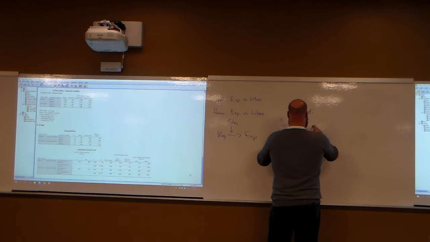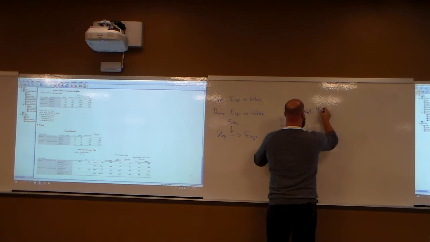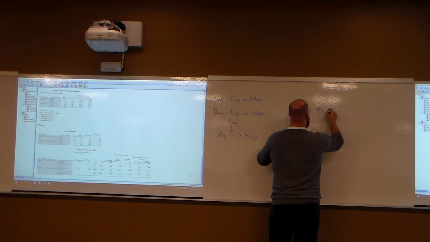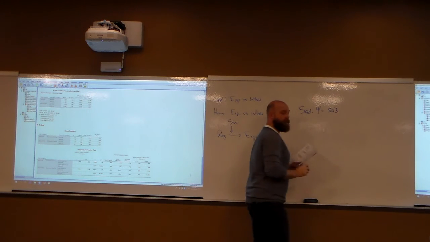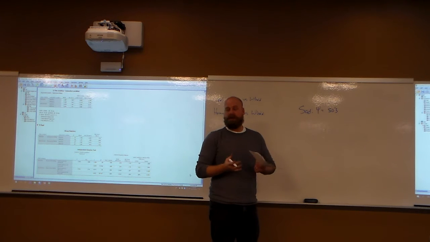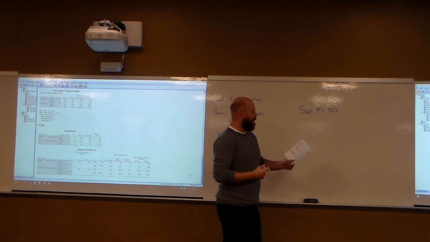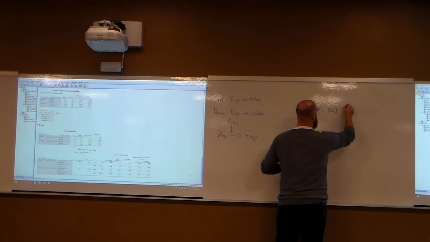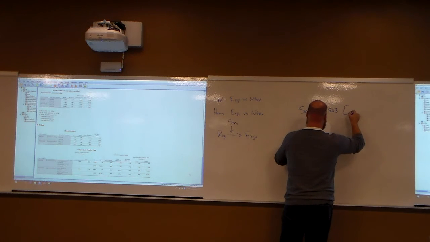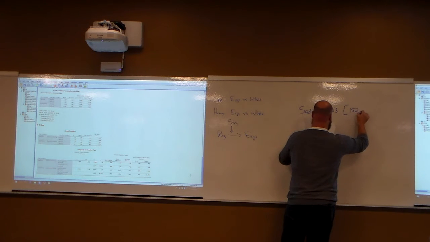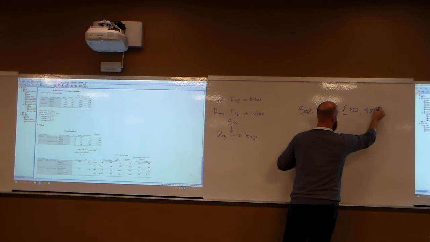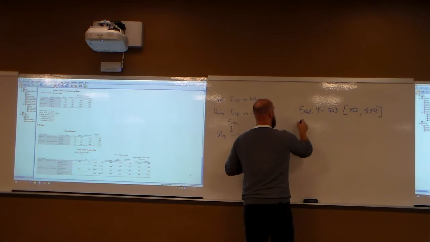we see a point estimate of a 0.503 unit difference. This is a 1 to 5 scale. It's a reasonable amount, right? Half a unit decrease. And our confidence interval around this is going to be 0.152, 0.854. Okay. And what about for humor?